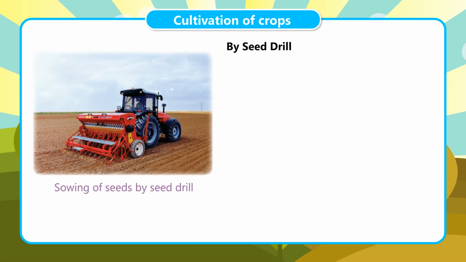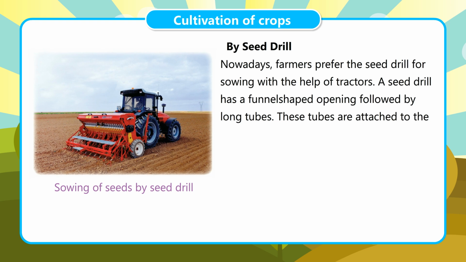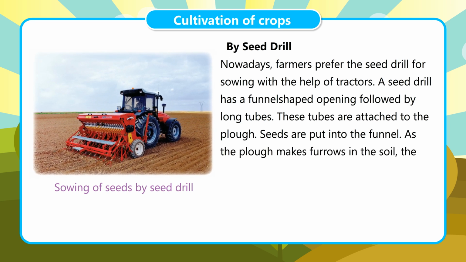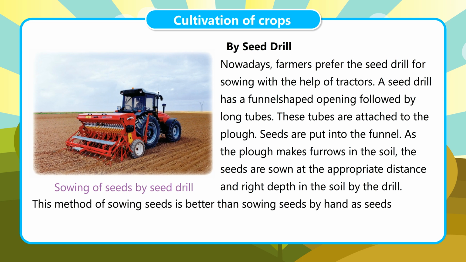By seed drill. Nowadays, farmers prefer the seed drill for sowing with the help of tractors. A seed drill has a funnel-shaped opening followed by long tubes. These tubes are attached to the plow. Seeds are put into the funnel. As the plow makes furrows in the soil, the seeds are sown at the appropriate distance and right depth in the soil by the drill. This method of sowing seeds is better than sowing seeds by hand, as seeds are scattered over the entire field.